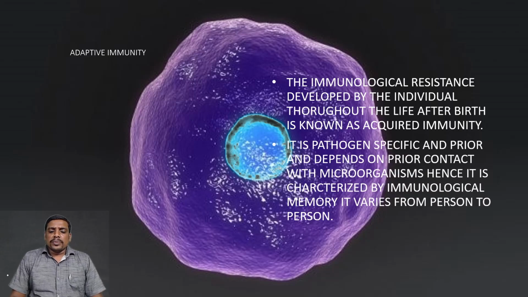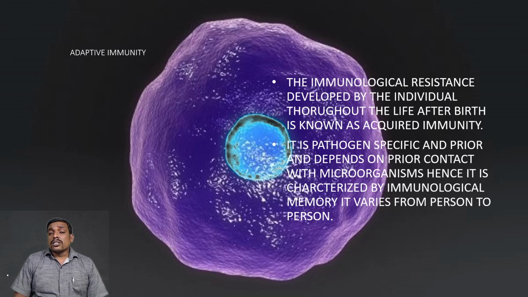Now adaptive immunity is a pathogen specific immunity, whereas innate immunity is not pathogen specific, it is non-specific. Adaptive immunity depends upon prior contact with microbes or microorganisms, hence it is known as the immunological memory type of immunity. So adaptive immunity is dependent upon the microorganisms.